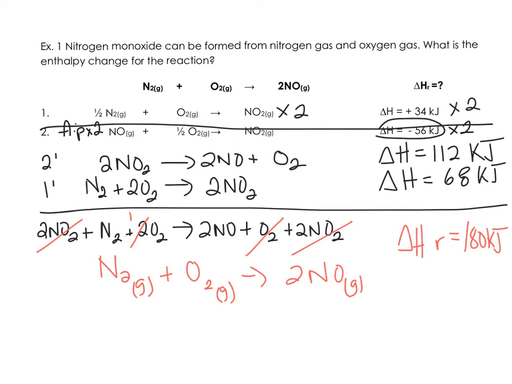You manipulate the thermochemical equations to give you the correct coefficient and the correct side for each entity, and then you cancel out items that are on both a reactant and product side.